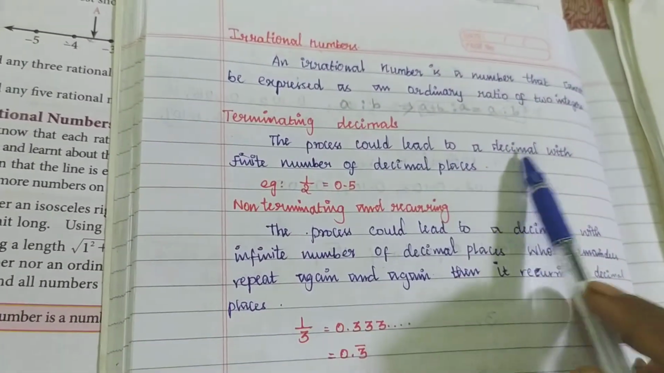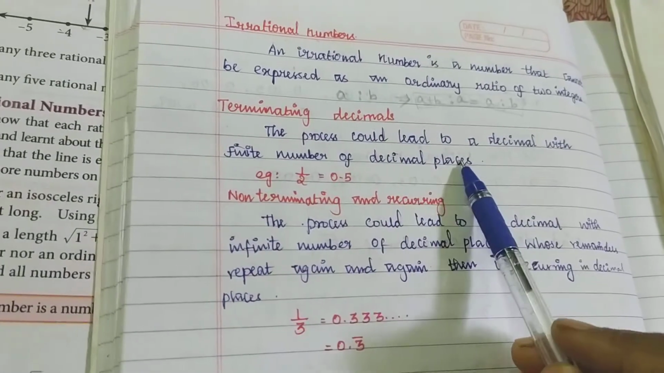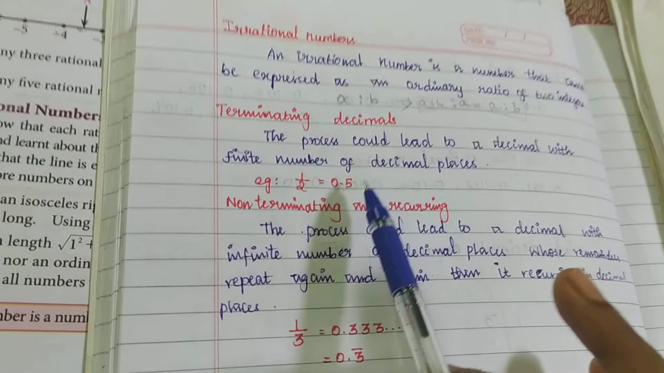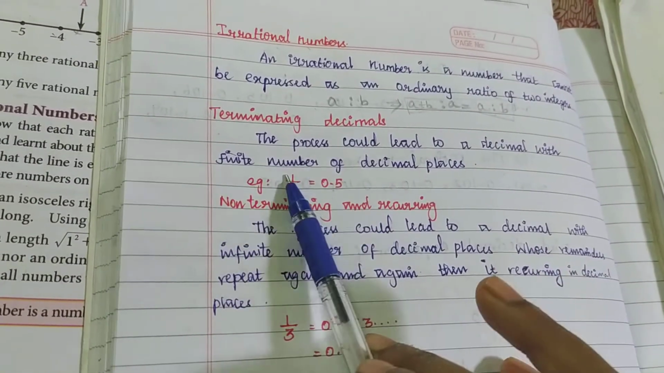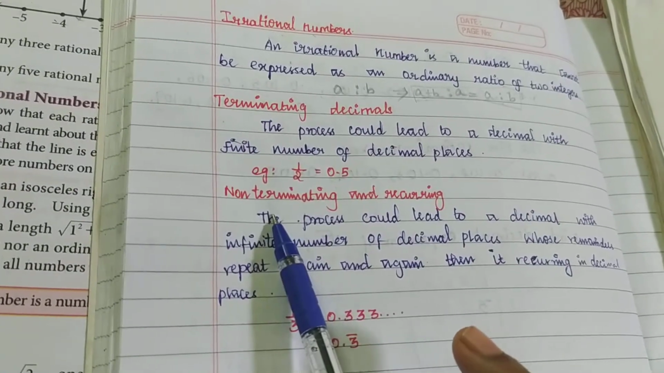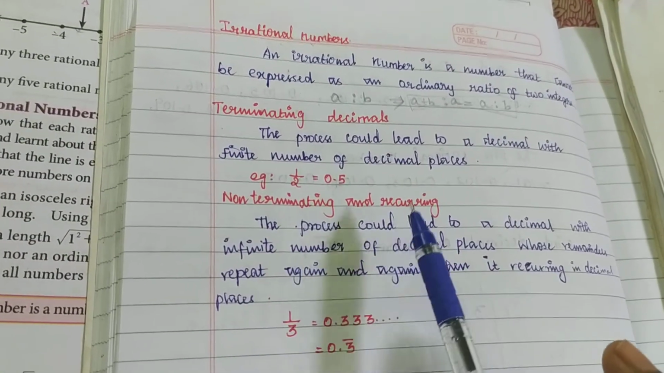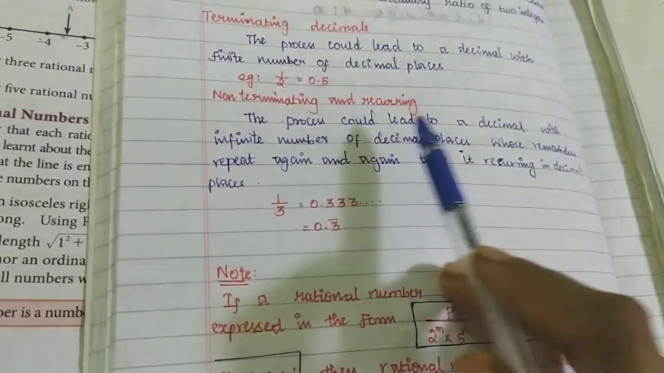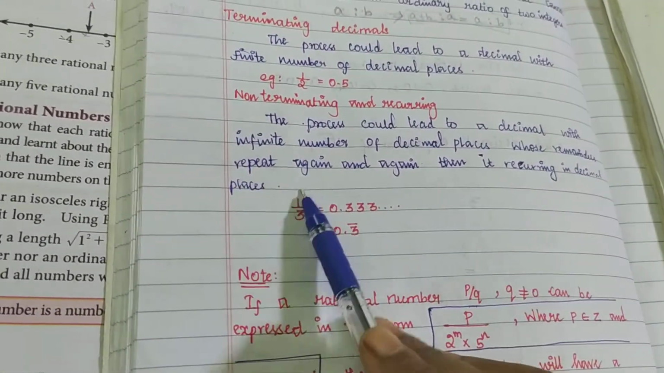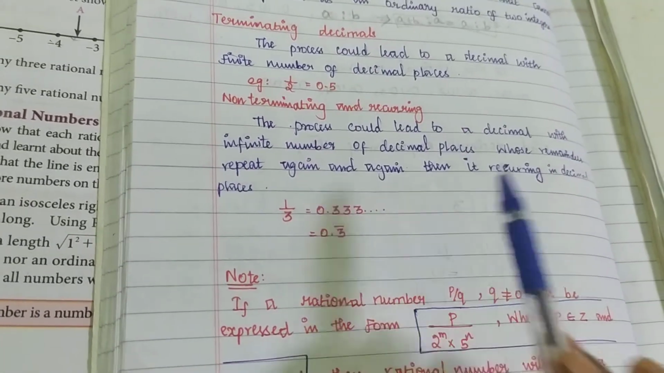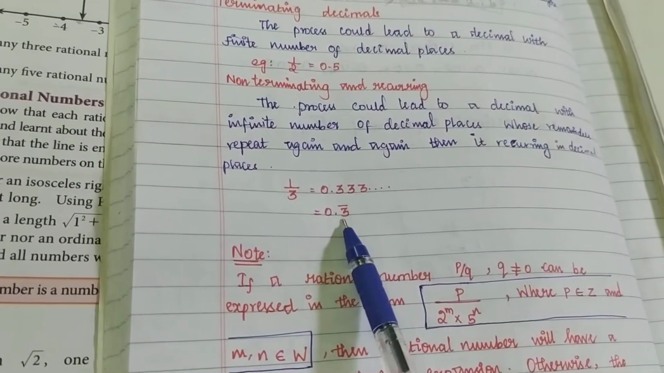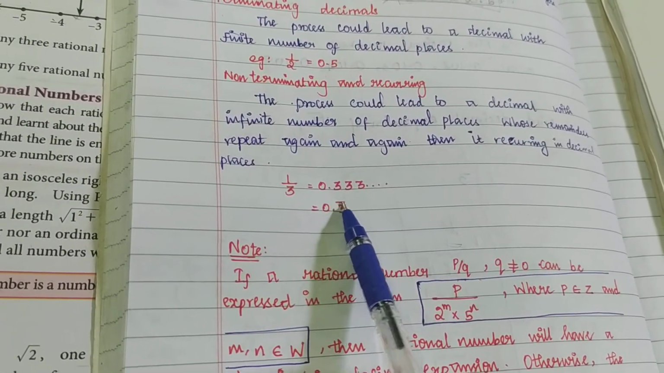Terminating decimal means a decimal with a finite number of decimal places. So I have a finite number of decimal places, like 0.5. That's enough, right? That's why this is my terminating decimal. Non-terminating means it may be recurring or not recurring. If it is recurring, we say your remainder is repeating the same again and again, the same number recurring in the decimal place. So you can use this bar. This is your bar notation.